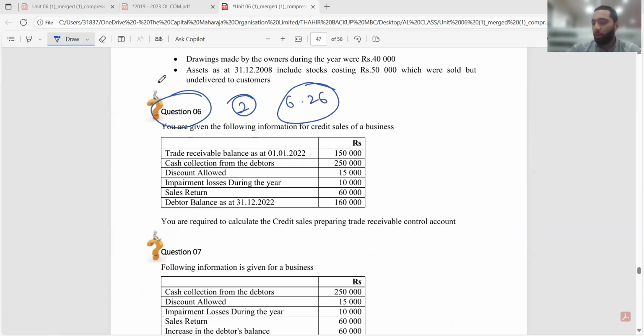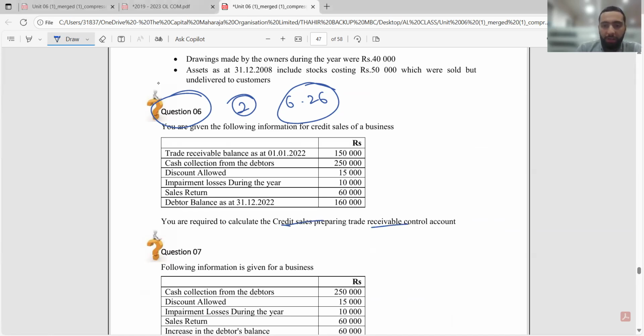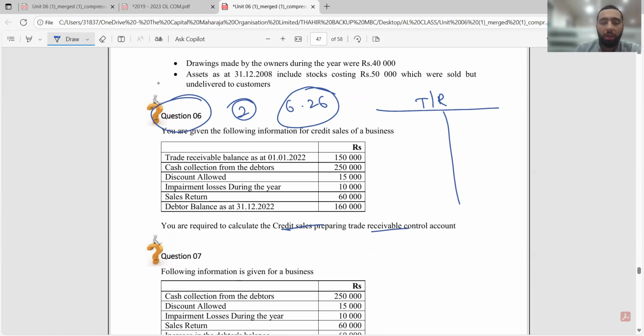Right, students? I hope you all have already attempted the question that I have given. So this is a very easy question. In this question, you are required to calculate the credit sale by preparing the trade receivable control account. So this is a very simple, straightforward question. I was expecting you all to put the answer in the chat box, but no one has sent me yet. So no problem. I'll do the answer. Looks like either you all have found it, or you have not found it, or you have found it but still are not sure about the answer. So let's quickly move on.